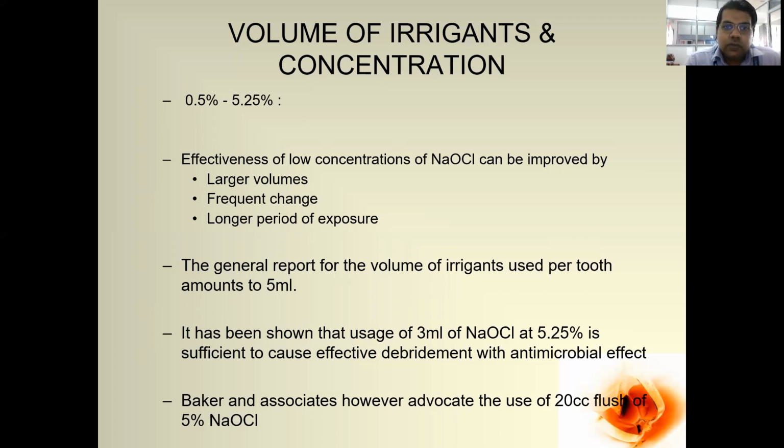The general report for the volume of irrigant used per tooth amounts to 5 ml. It has been shown that usage of 3 ml of NaOCl at 5.25% is sufficient to cause effective debridement with antimicrobial effect. Baker and associates, however, advocate the use of 20 cc to flush off 5% NaOCl.